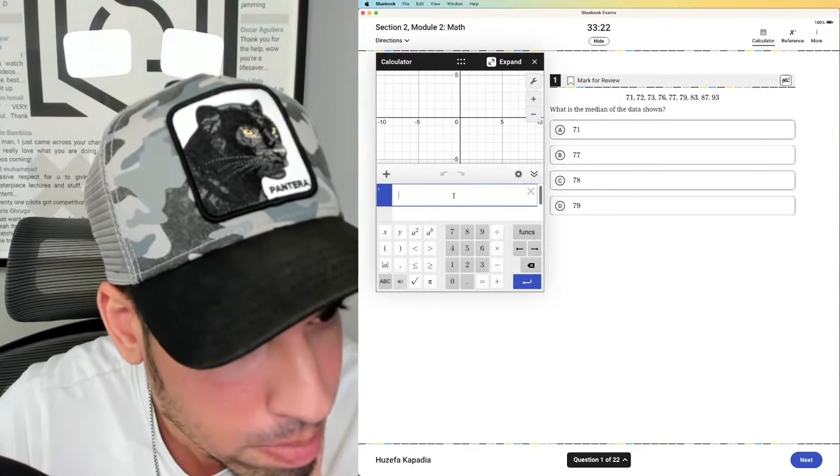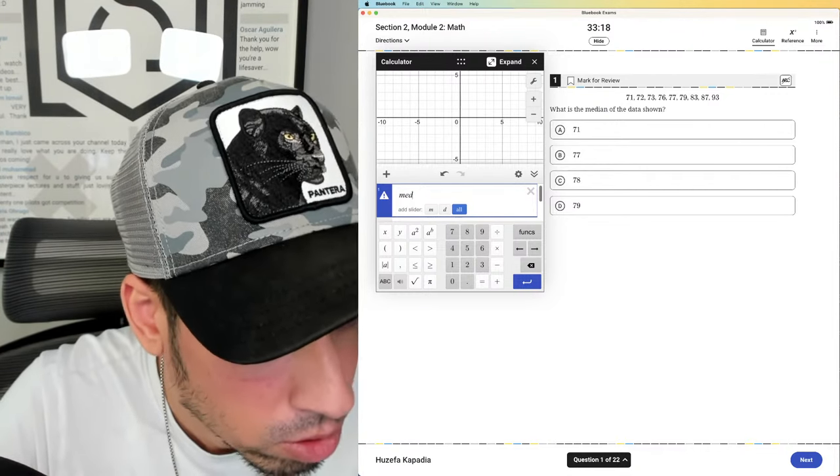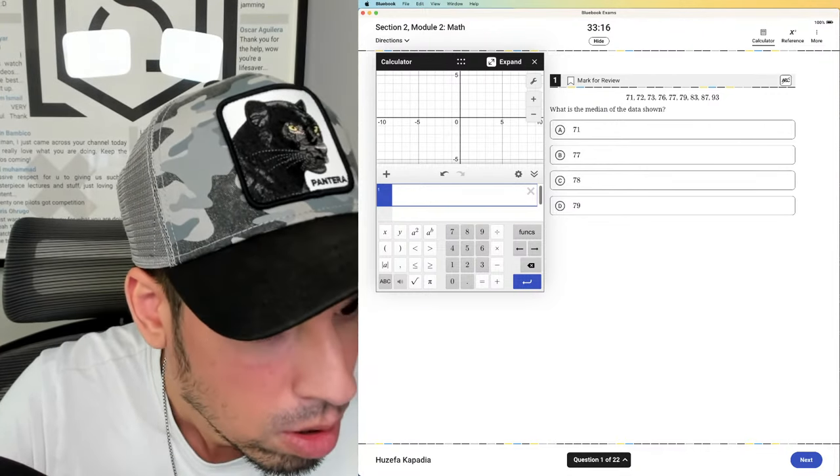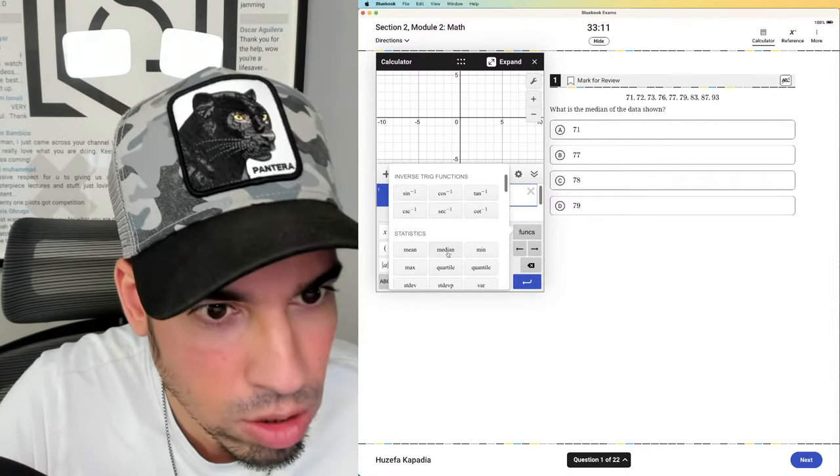Median. Now, there's a median function. Wait, now it's letting me add a slider. Okay, that's weird. It didn't before. Hold on. Let's see if it allows us to use the median. Yeah, look at this. Okay, so you can do median.